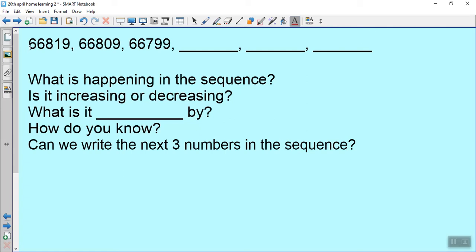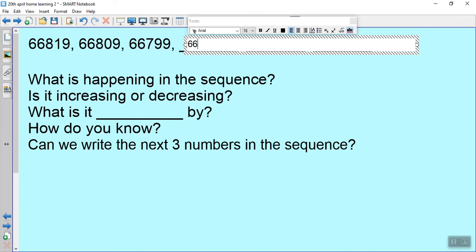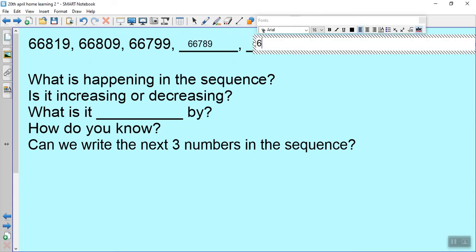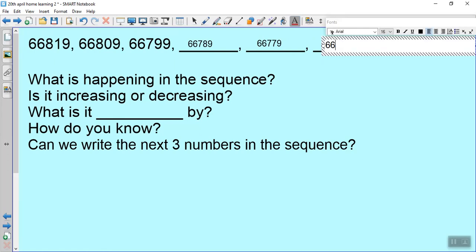Okay, I can see that I've got 6 tens of thousands, 6 thousands, 800s in both of those, but then it starts to get smaller. So I've got 9 ones each time. This is 1 ten, 0 tens, 9 tens. So I believe it's taking away 10 every time. So I need to take away 10. One from the tens column. 66,789. 66,779. 66,769. I'm going to check that that's right.